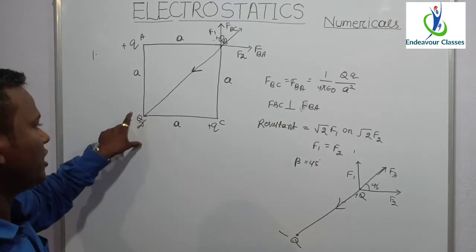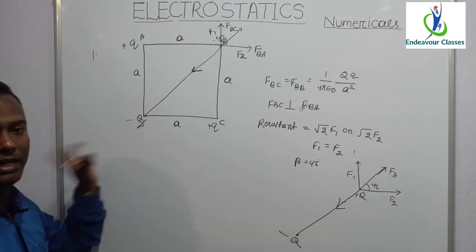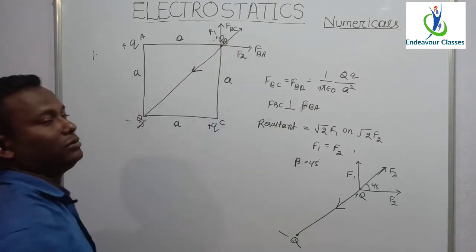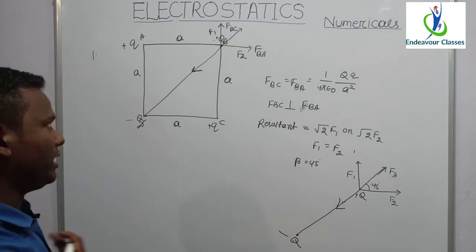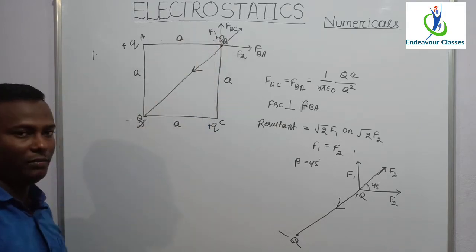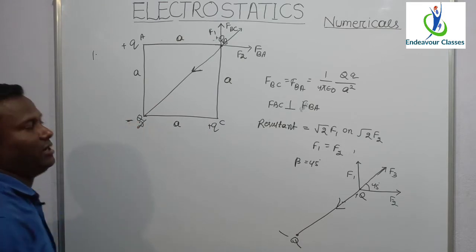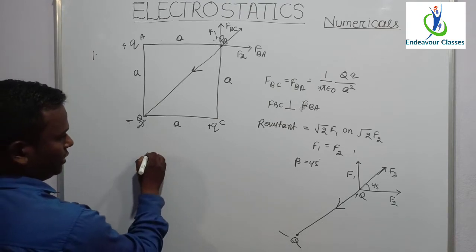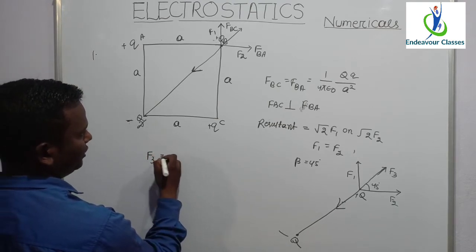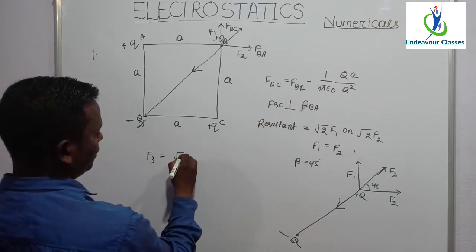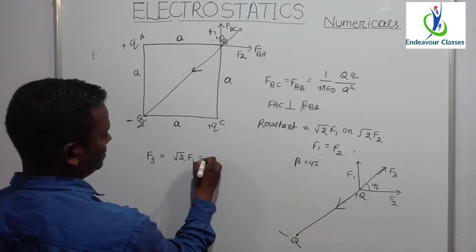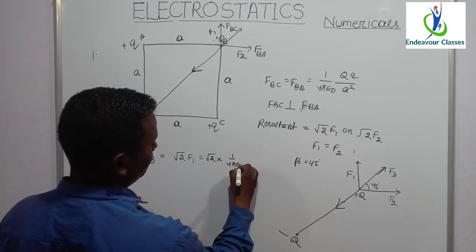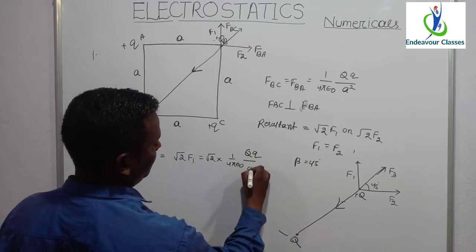So here definitely this charge must be of negative nature, because only then can the plus q be under equilibrium, and we are given that the plus q is under equilibrium. That means this charge must be negative. So see, this F3, as we have found out, will be equal to the resultant of these two, so it will be root 2 F1. That means it will be root 2 into 1 by 4 pi epsilon naught QQ by A square.